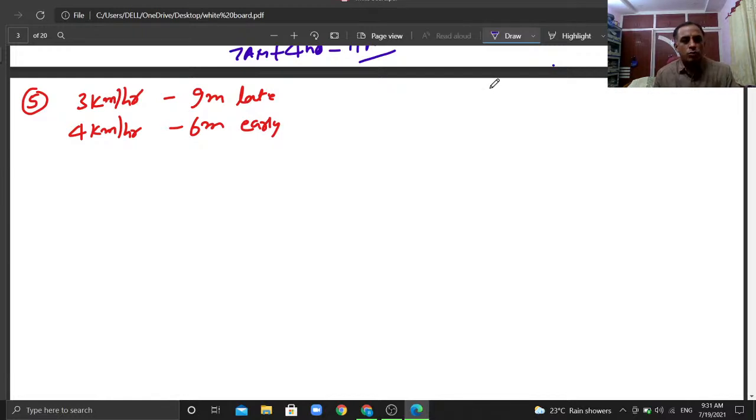For example, first day you travel at some speed and you reach 10 minutes late. Next day you increase your speed and reach 10 minutes early. Then what is the difference between the two days' journey time? 10 minutes late, 10 minutes early. Is it 0 minutes? This is not 0 minutes. Difference means find the sum of these two numbers. But you know difference means subtraction. So why are we adding these two numbers?